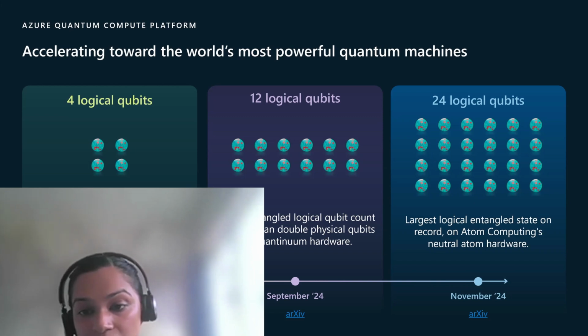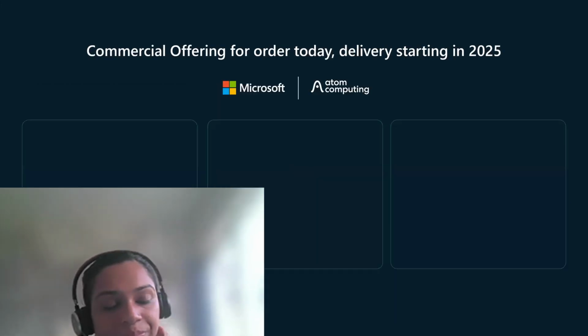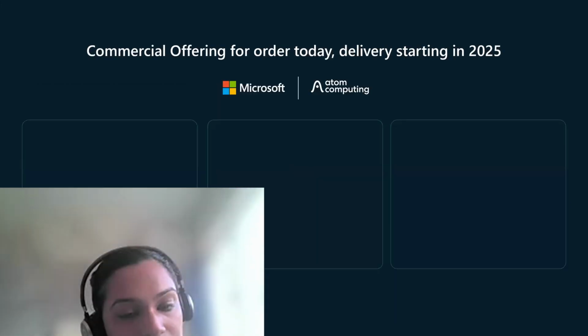Deepa, one question. Could you please explain how the step is from the physical to the logical qubit?